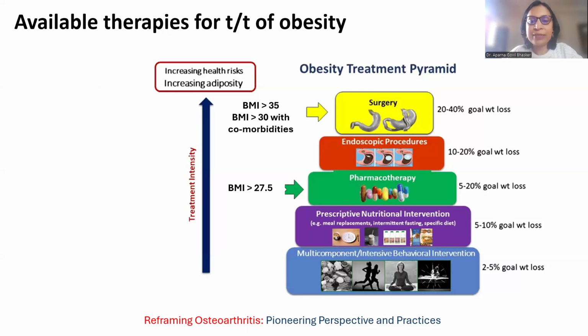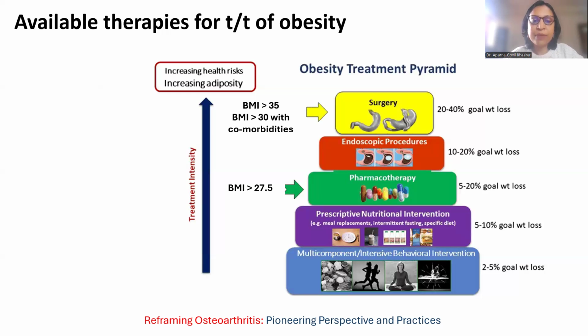Now, what we need to understand is that each therapy has a particular weight loss percentage that a patient can achieve. It's very hard for a patient to achieve 40% weight loss with just diet and lifestyle modification. So, diet and lifestyle modification will have a limitation when it comes to total body weight loss. The amount of weight loss that we are expecting is about 2 to 5%. With prescriptive nutritional intervention, what we expect is about 5 to 10% goal of weight loss. Pharmacotherapy can lead to about 5 to 20% of total body weight loss. Endoscopic procedures would be similar, and bariatric surgery can actually lead up to 40% of the total body weight loss.